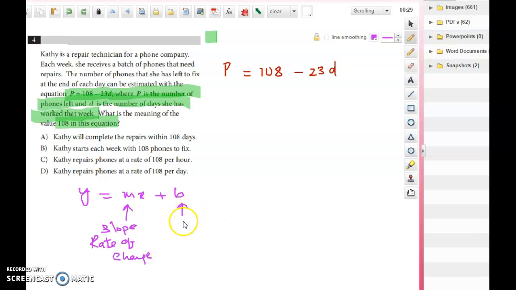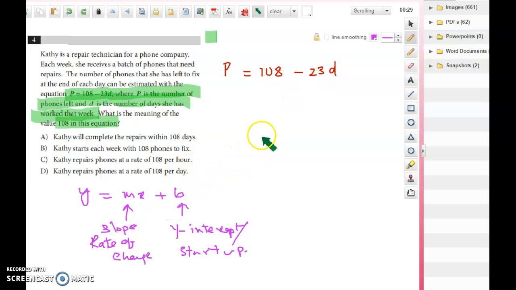And then the last one is the y-intercept, or you can call it a startup fee or startup. So out of these two, the slope is the rate of change. What does that mean? It's going to change every time, whatever you buy. So when I look at this question, what's the meaning of the value of 108 in this equation? If you compare these two, what do you think? Does 108 represent the b or the slope?